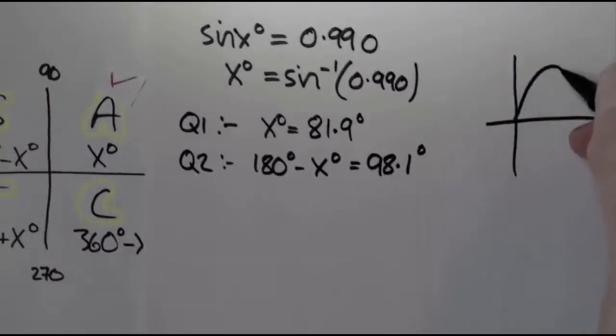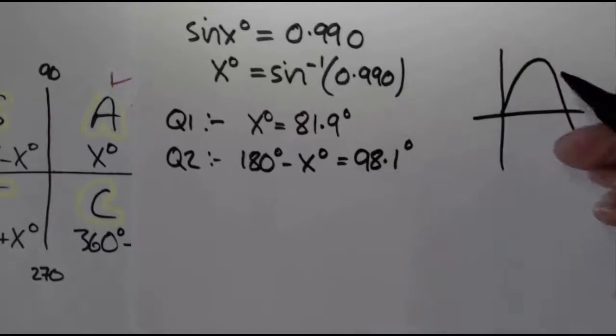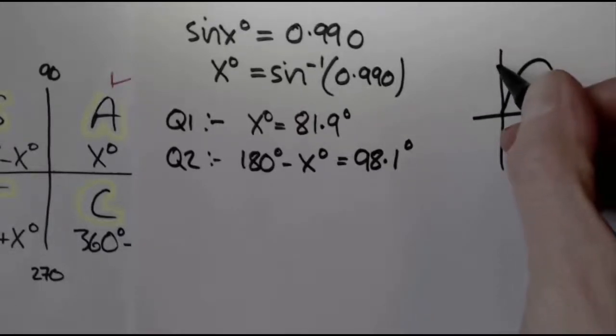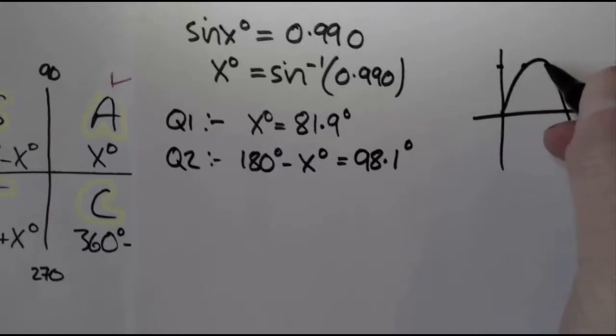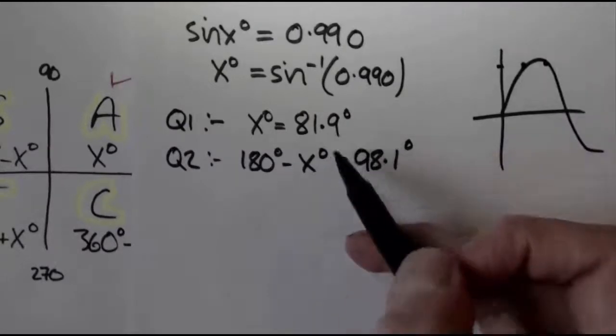Now if you think about the actual graph of sine, remember, it comes up and then it goes back down. So you'll probably find that that's quite close to here, very close to the top of it. So it will not be too far apart in terms of these two values.